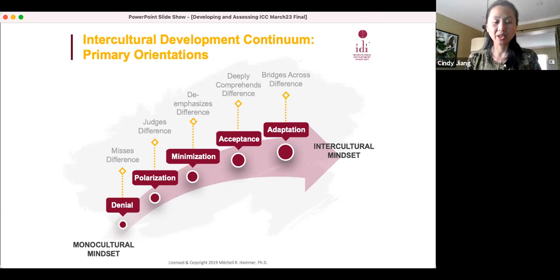So polarization is an orientation that makes sense of differences from a judgmental perspective, me versus them, or us versus them. And the reversal is reflected in that most of our students are overly critical of their own culture and more in favor of other ways of doing things. So that was very interesting. And then minimization is an orientation that highlights cultural commonality and universal values in a way that could mask deeper recognition and appreciation of cultural differences. So I'm not going to go through all the different orientations, but I wanted to give you a quick picture of where our students were when they started this journey.